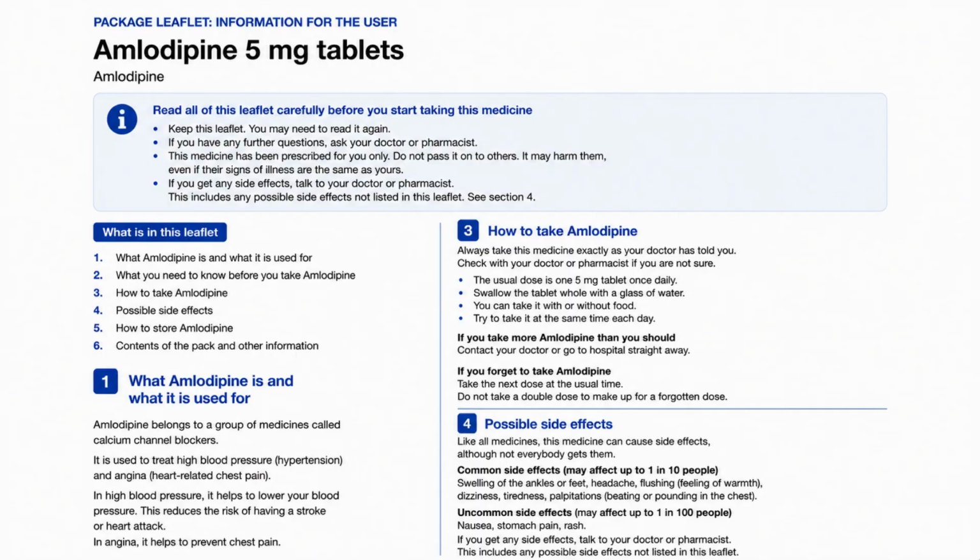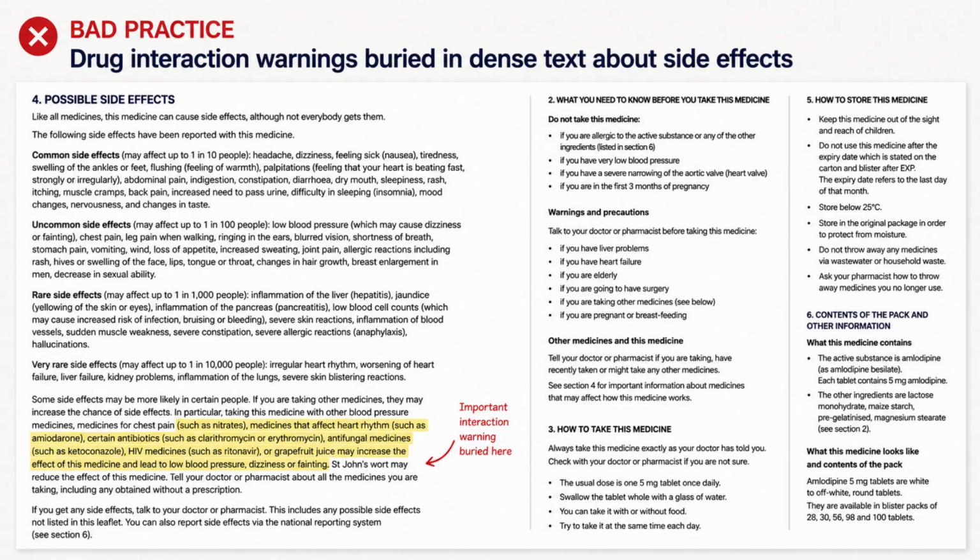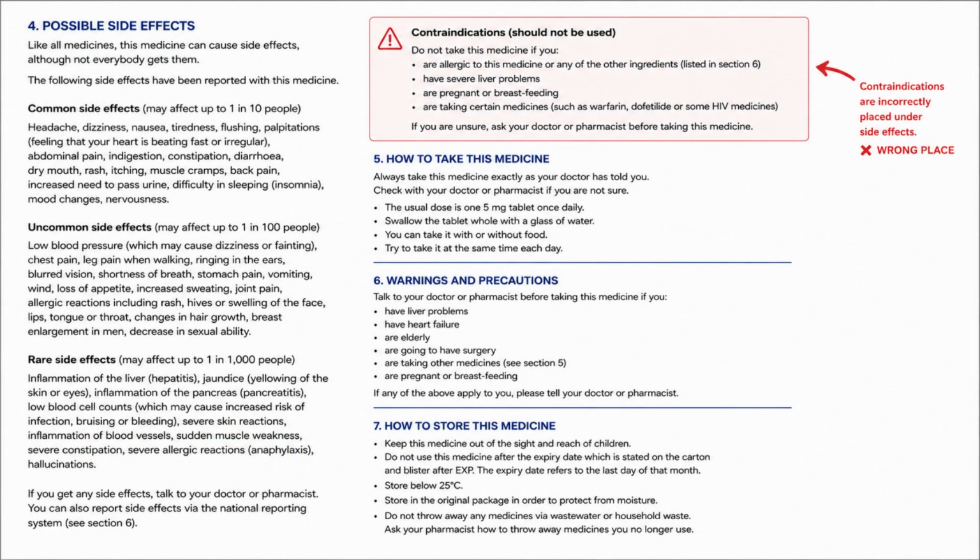Poor hierarchy and structure also affect usability. Information that is not organized logically makes it hard to find crucial details like dosage instructions or safety warnings. Burying drug interaction warnings within dense paragraphs about general side effects can lead to dangerous oversights. For starters, information about contraindications in a section for side effects is in the wrong place.